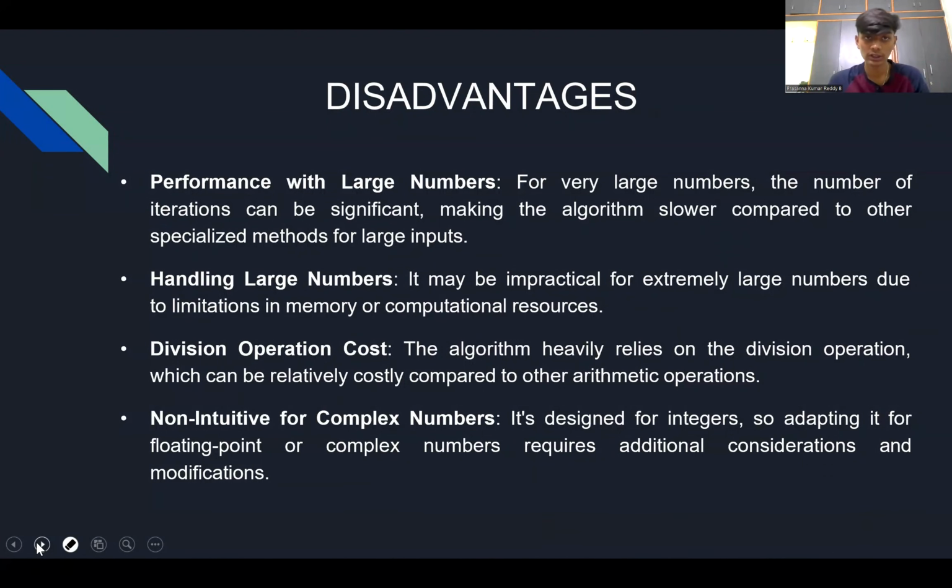That requires additional considerations and modifications in the algorithm. So this is a major disadvantage in Euclid's algorithm, because we can give only integers. Instead of integers, we cannot give floating numbers, that is decimals, or complex numbers. We cannot give those numbers. We can give only integers.